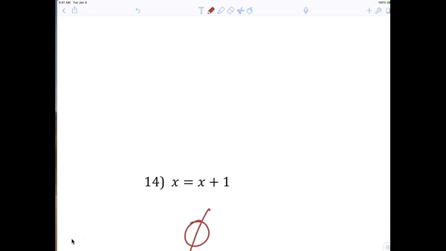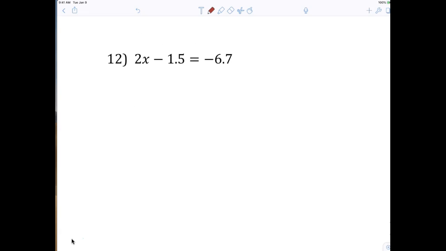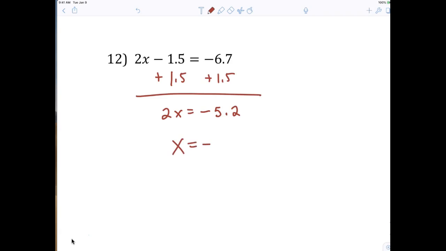All right. Let's check out 12. All right, here we had a decimal just to make sure. All right, we add 1.5. So 2x is equal to. Now we're obviously going to subtract those. And is the answer going to be positive or negative? So that'd be negative 5.2. And then when we divide by 2, thank you. Don't forget the negative. Negative 2.6.